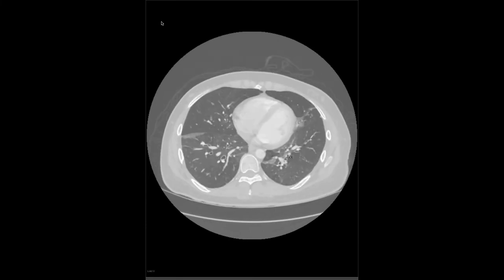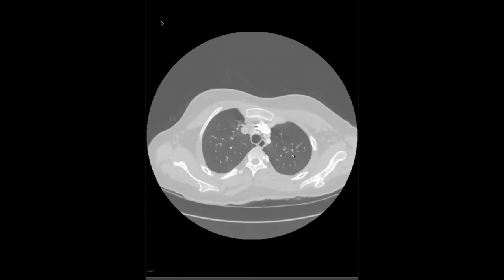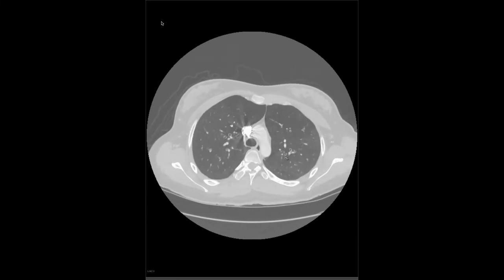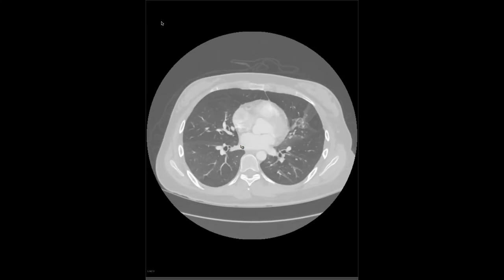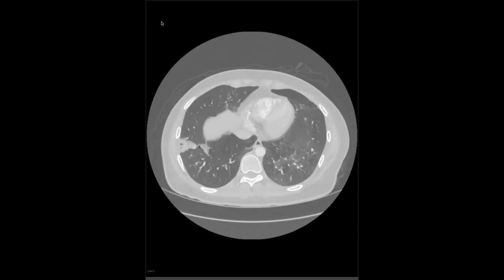Oh, yeah, that's a great point. Yeah, there's kind of global bronchiectasis and airway thickening. So yeah, it could very well be like that.